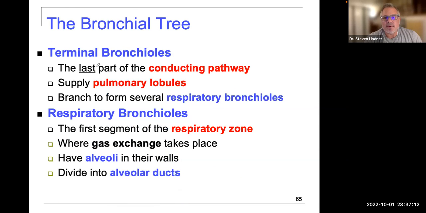So if we look at the terminal bronchioles, keep in mind that that's the last part of the conducting pathway. They're going to supply the pulmonary lobules, and they're going to branch to form the respiratory bronchioles. So that respiratory bronchiole is now the first segment of the respiratory zone. And that respiratory zone is primarily where the gas exchange is going to take place. They have alveoli in their walls, and they will divide into alveolar ducts.